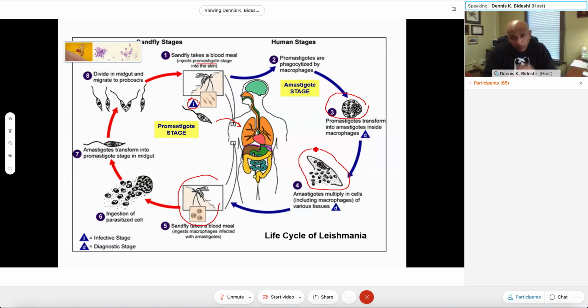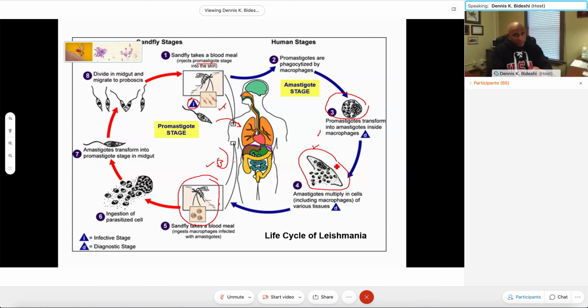So I'm going to point out the three things I want you to know. The infective stage, which is the promastigote. All right? The diagnostic stage, this is what you find in the human. That's the amastigote stage. And then, of course, the vector. So 1, 2, 3. These are the things I want you to know. Hopefully that makes sense to you, right? 1, 2, and 3.